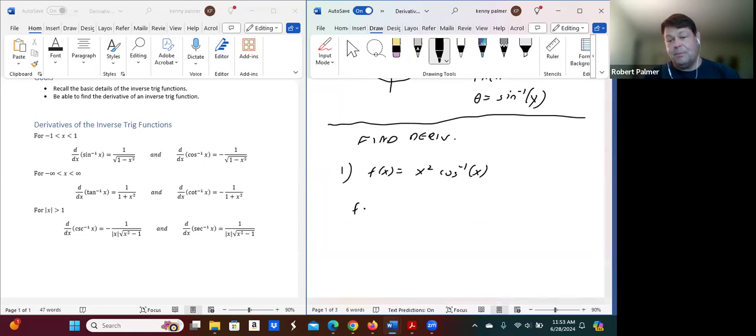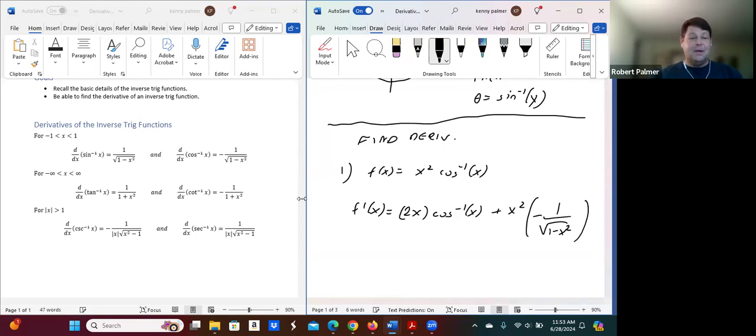So f prime is going to be, it doesn't matter which one we start with, I'll start with this one. Take the derivative of the first function. The derivative of x squared is 2x, times the second function, which is the inverse cosine of x, and then plus the first function by itself, times the derivative of the inverse cosine. According to this, that is going to be -1 over the square root of 1 minus x squared. And of course, here we also have that same domain restriction: we can only consider x between -1 and 1, even for x squared.